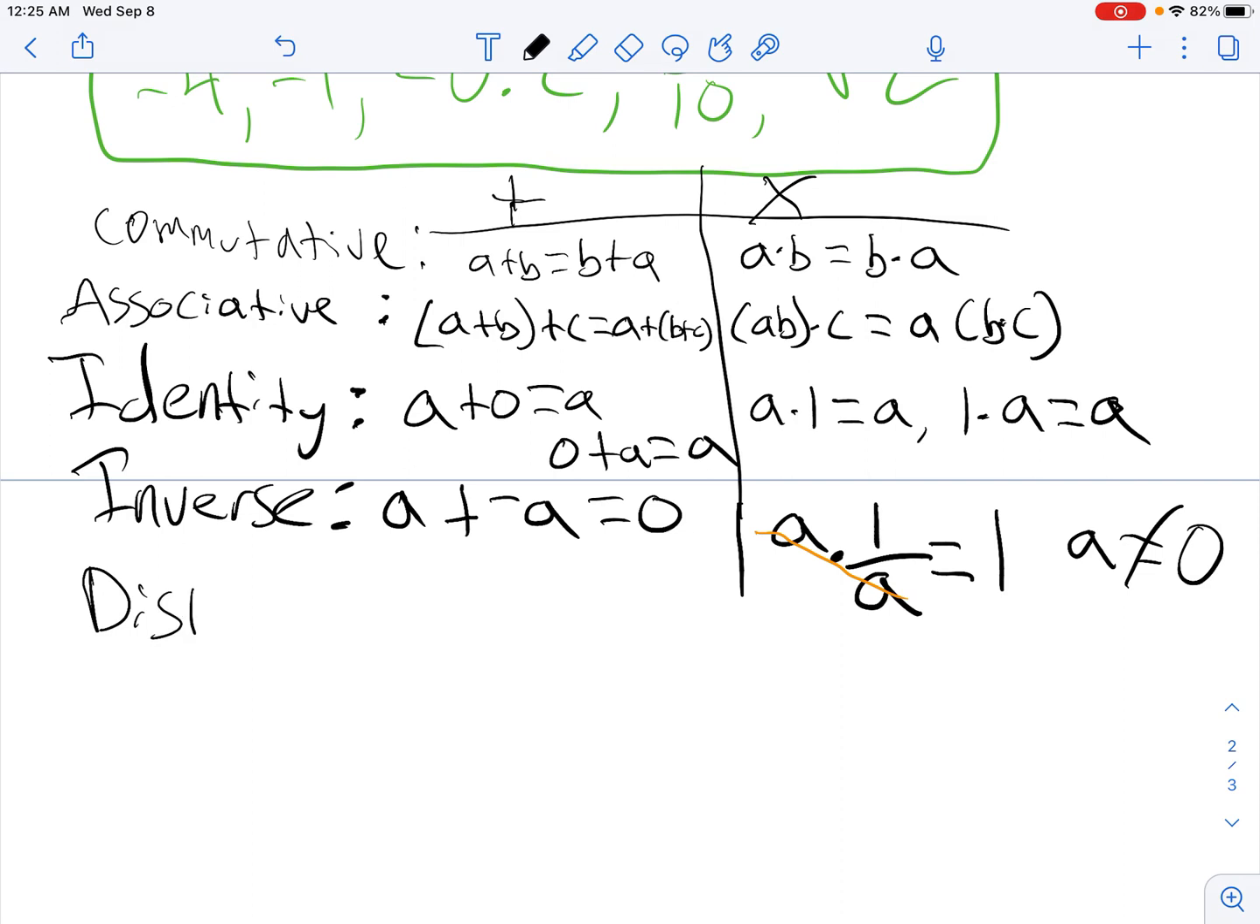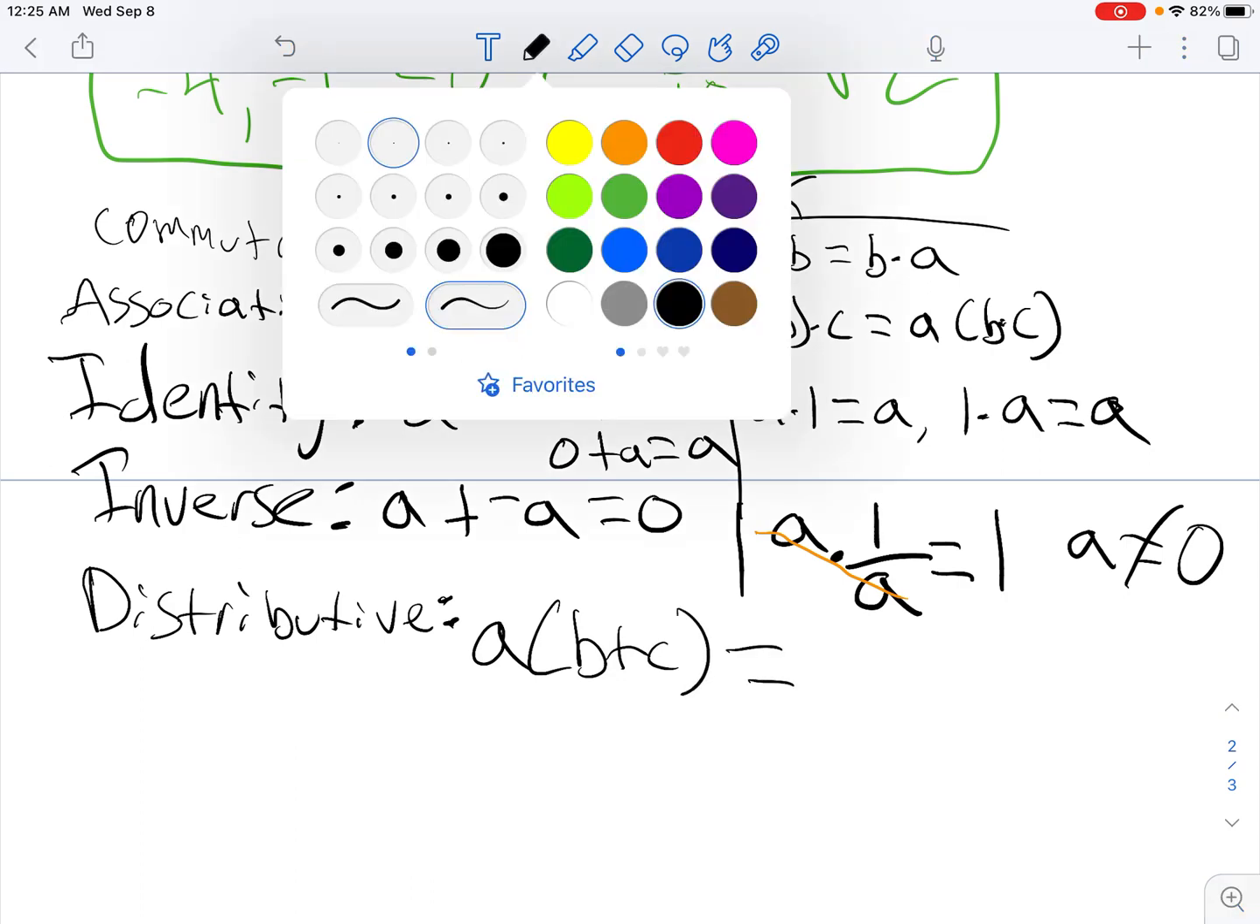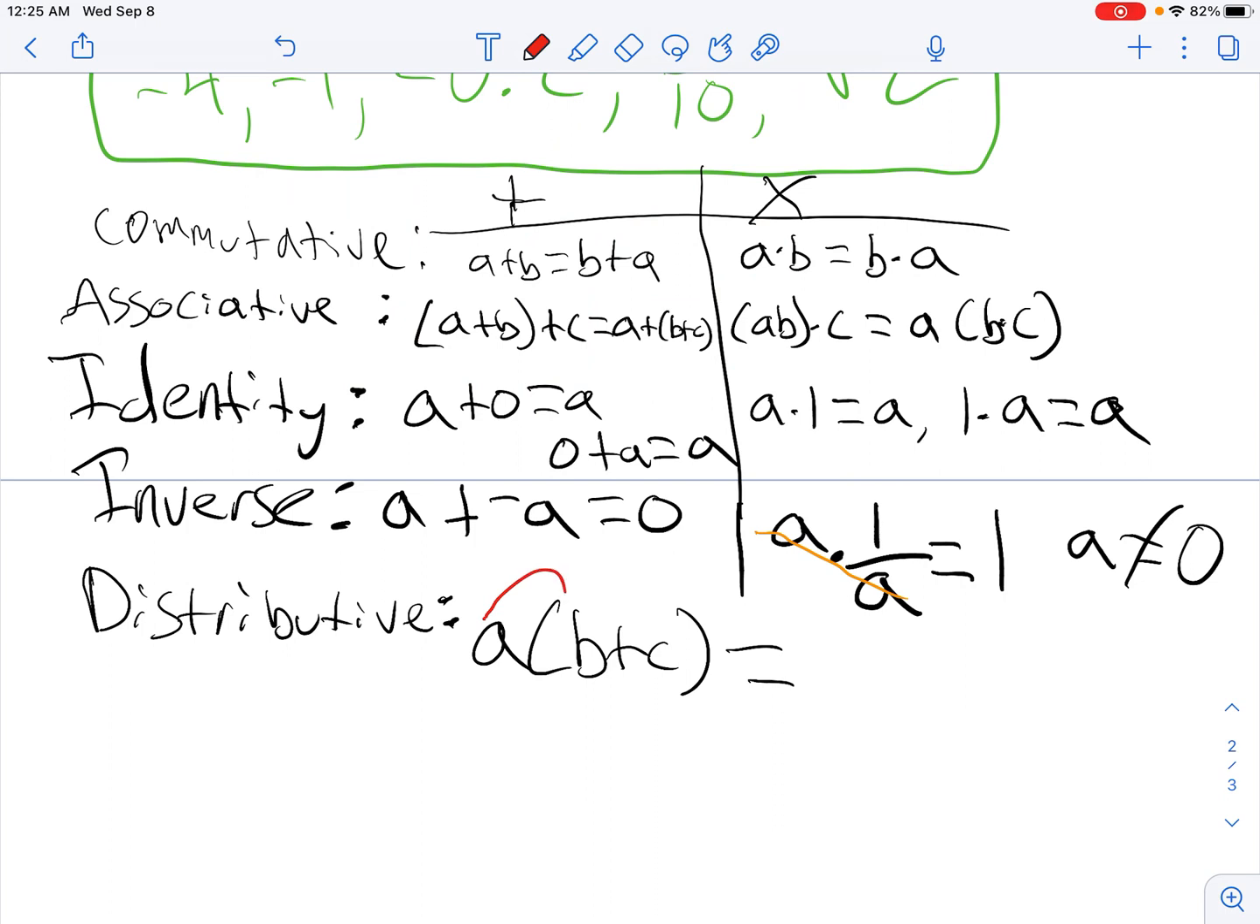All right, and then our last property, the distributive property. And I know I'm going kind of fast. Again, this is most likely review. You should have seen this in other classes. A(B + C) equals, so this is where I have to take my outside term and multiply it into each term inside my parentheses. So this is going to equal AB + AC. That's the distributive property.